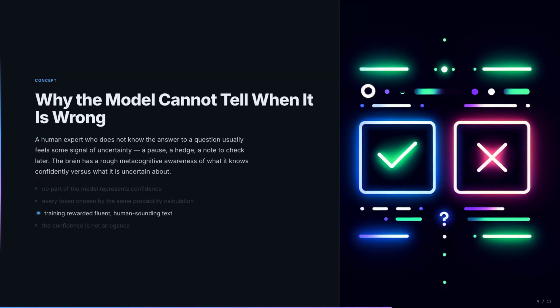You cannot simply ask the model to flag things it is unsure about, because the model genuinely does not have access to that information about itself. Imagine you could only speak in fully formed declarative sentences. You physically could not produce hedging phrases like "I think," "I am not sure," or "you should check this." Every sentence that came out of your mouth would sound equally certain. You might know something deeply or barely at all, but the listener would receive both with the same confident tone. That is every LLM on every topic, in every response. The confidence is not arrogance, it is an architectural reality.